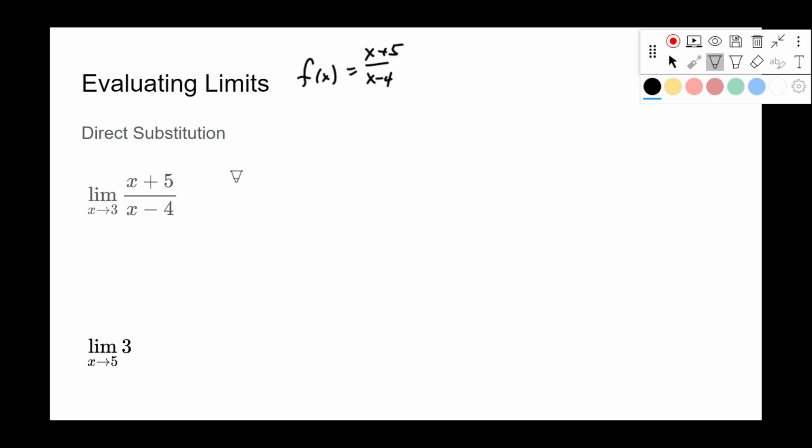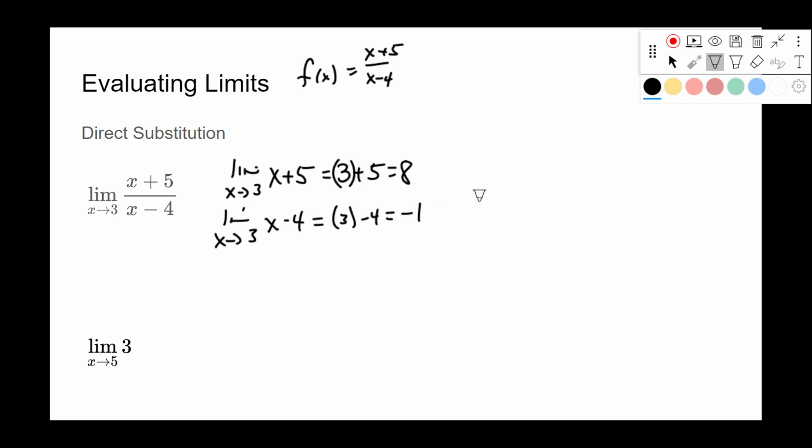So to do that, we can use the limit laws that we just learned in the previous video. So the limit laws say that if you have a limit where you have a function that's divided, you can divide the limits into two limits. So you can find the limit as x approaches 3 of x plus 5. Well, that would mean I take 3 and plug that in. 3 plus 5 is 8. And then I can find the limit as x goes to 3 of x minus 4. Take 3, subtract 4, I get negative 1.